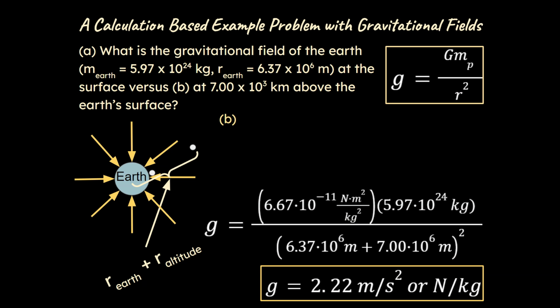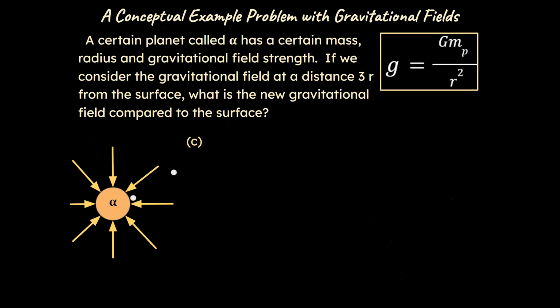This is probably the most important, and you are almost certainly going to see something like this on your test in some format. Let's say this is planet Alpha right here, with a certain mass, radius, and gravitational field strength. If we consider the gravitational field at a distance of 3r from the surface, so here's the surface, going to be 3 radii out, what is the new gravitational field compared to the surface? Okay, so this is a relative comparison problem. This is a really crucial skill that you need to develop in the course of taking an AP Physics class.